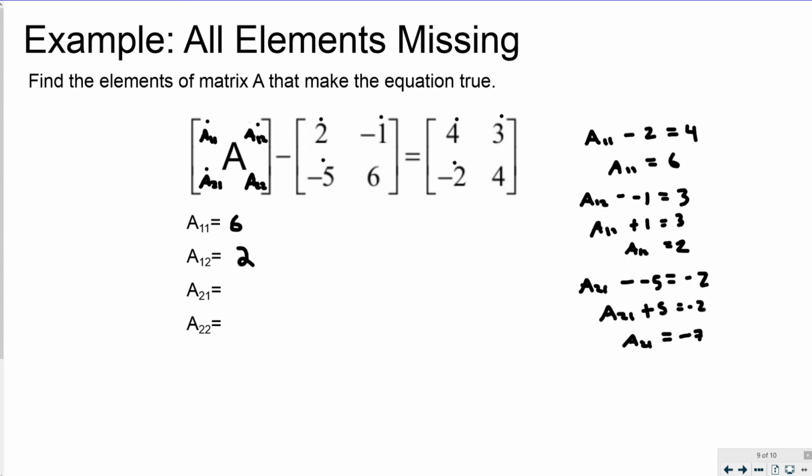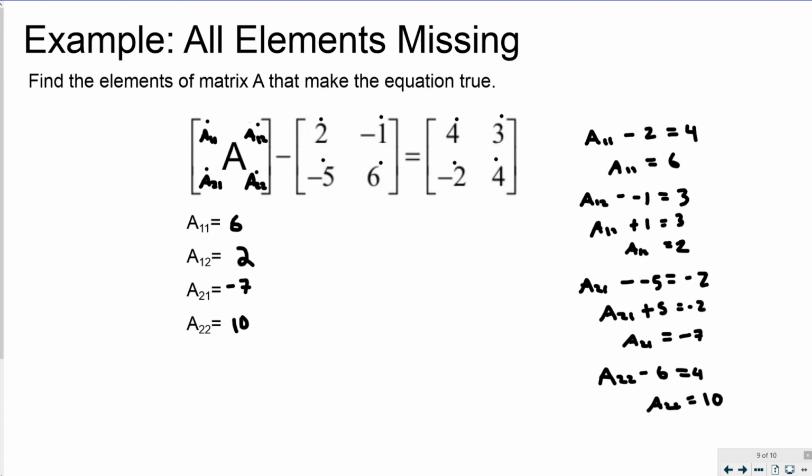And then finally the last one is A22 minus 6 equals 4. So this one, and this one in sequence. Using the signs. If it wasn't clear, guys, I'm using the signs that are between each matrix. So A22 minus this matrix's number equals this matrix's number to write my equations. So add 6 to both sides. So A22 has to equal 10. So 10. And I forgot to write the negative 7 over here.